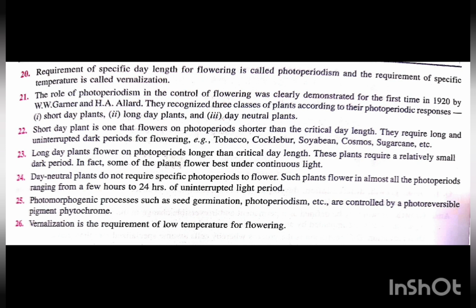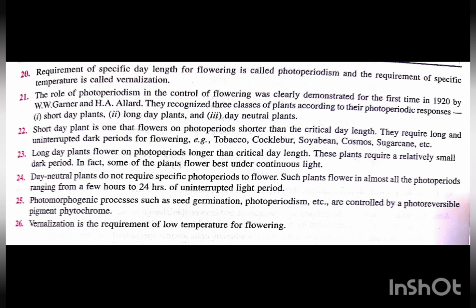The role of photoperiodism in control of flowering was clearly demonstrated for the first time in 1920 by Garner and Allard. And according to the photoperiodic response, they categorized plants into short day plant, long day plant, and day neutral plant. Short day plant requires shorter day length than the critical photoperiod or critical day length. Examples: tobacco, soybean, cosmos, sugarcane, cocklebur. And long day plant requires longer photoperiod than critical day length. Then day neutral plants are independent of any specific photoperiod.